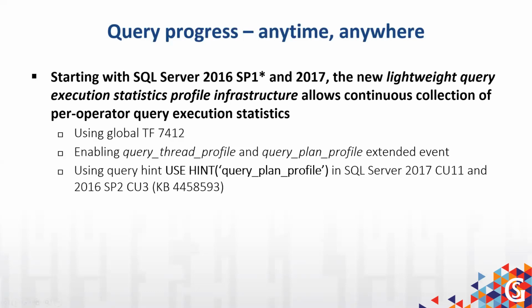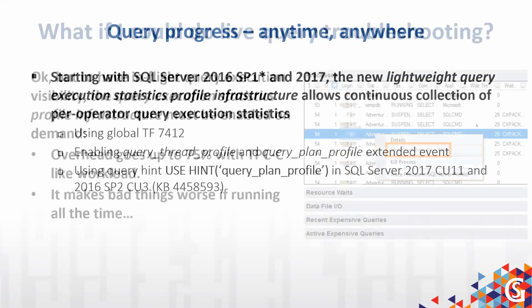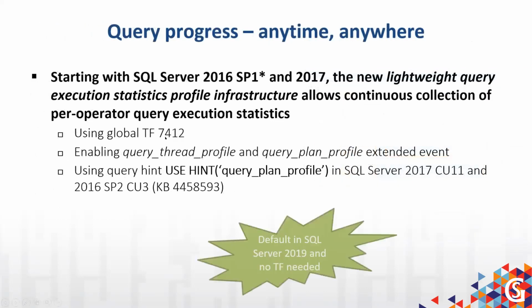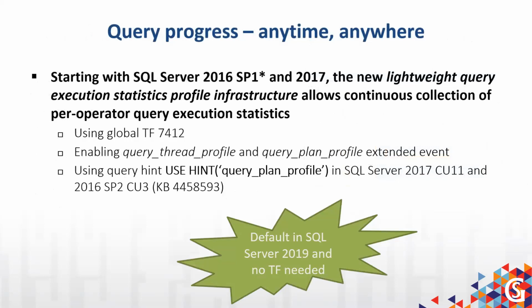Now, there are other ways of enabling this instead of being overall for the system. You can do that for a specific query by using this hint, for example, and that's only after certain versions. But it doesn't allow you to do this, which is to go to Activity Monitor and right-click any process and do the live execution plan. However, if I enable 7412, I'm able to do that. And by the way, this is now the default in SQL Server 2019, and there's no trace flag needed. So whatever I'm discussing up until now becomes a default in SQL Server 2019. And that's because we have so many customers running this all the time, and it's proven to be so useful in any number of query performance issues that we just made the call that this is going on by default.